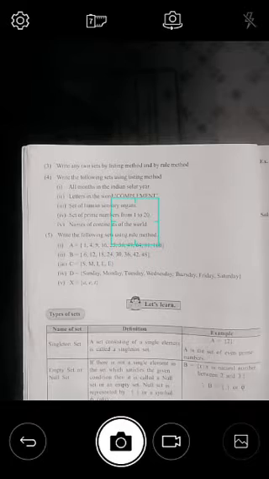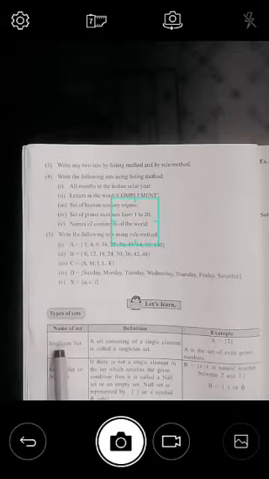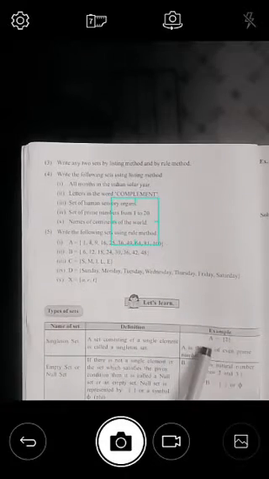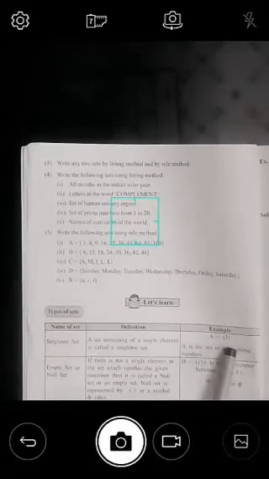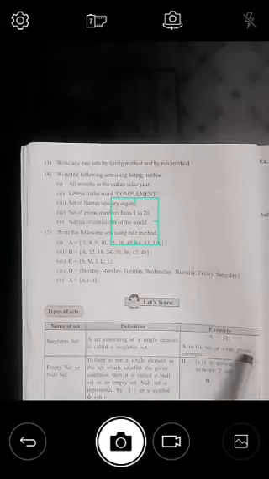Now the types of sets we are going to learn here is the singleton set. Singleton set means there is only one single element. So a set containing only a single element is called a singleton set. Here A is equal to 2. So A is a set of even prime numbers.